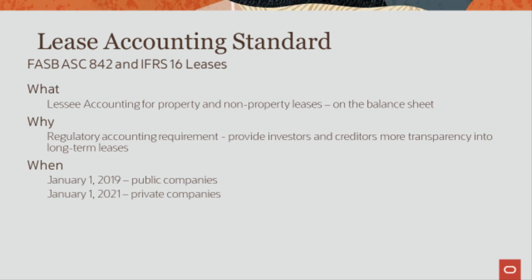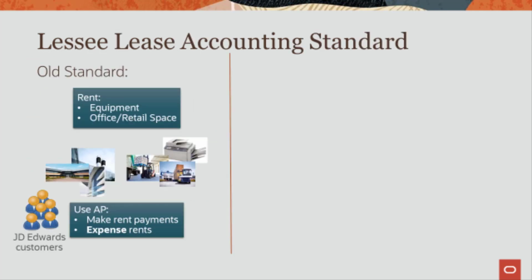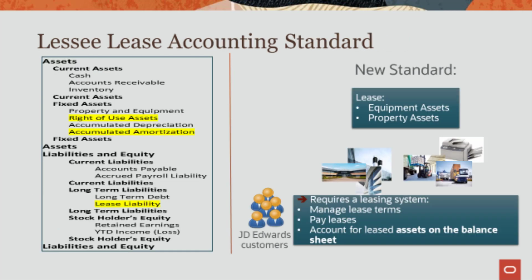The International Accounting Standards Board (IASB) and the Financial Accounting Standards Board (FASB) have issued new standards requiring lessees of property and non-property assets to account for the leased assets and the liability associated with them on their balance sheets. These assets are called right of use assets. These new standards provide investors and creditors with more transparency into long-term leases of assets.